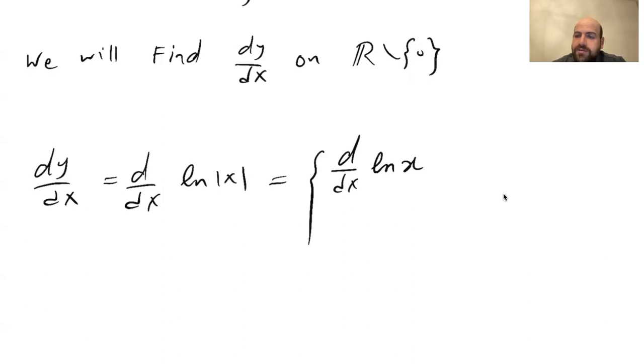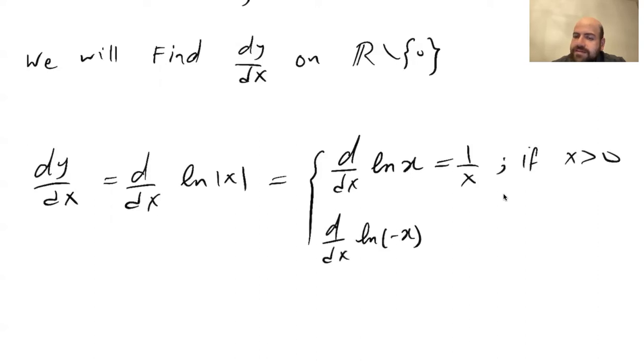According to the definition of absolute value, the absolute value of x equals x itself if x is positive. So the derivative of ln x is 1 over x if x is positive. If x is negative, the absolute value of x by definition is minus x. So then I'll have the derivative of ln of minus x, which is going to be, by the chain rule, because we know that the derivative of ln u is u prime over u, right?